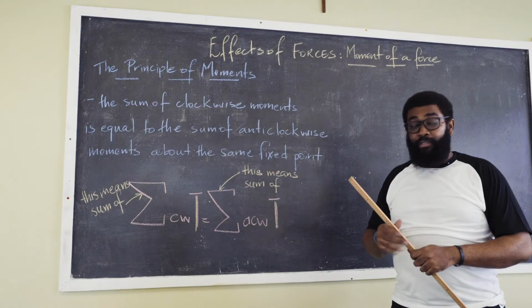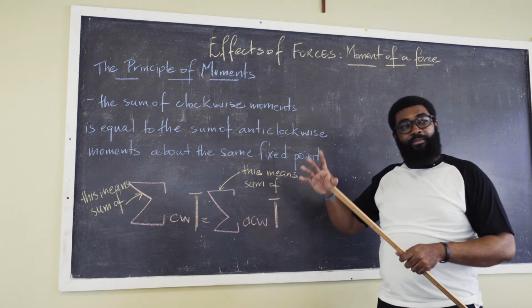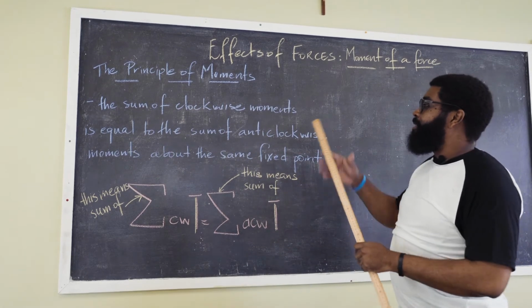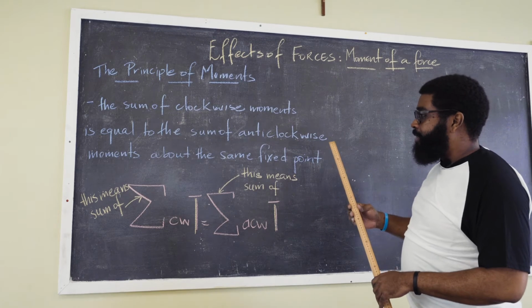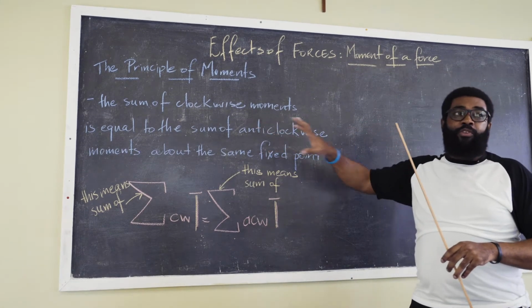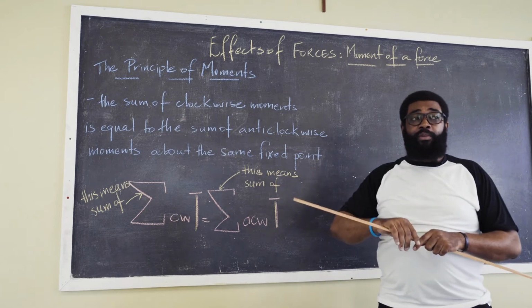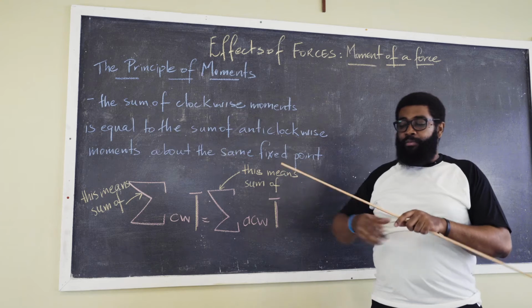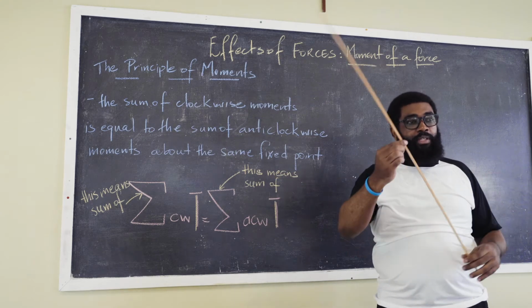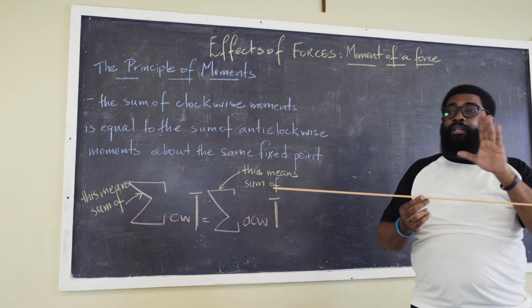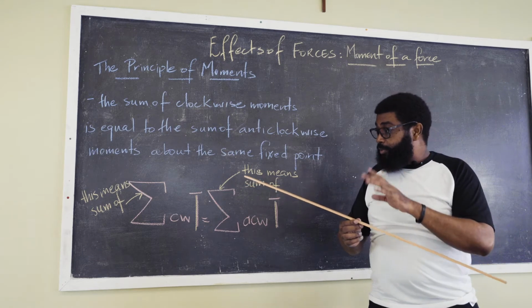This is the principle of moments in words, just in case you didn't follow me speaking just now, and I hope I have them all right. The sum of clockwise moments is equal to the sum of anti-clockwise moments about the same fixed point. And this is the condition for rotational equilibrium. If this happens, the system will not rotate, if the moments are equal to each other.